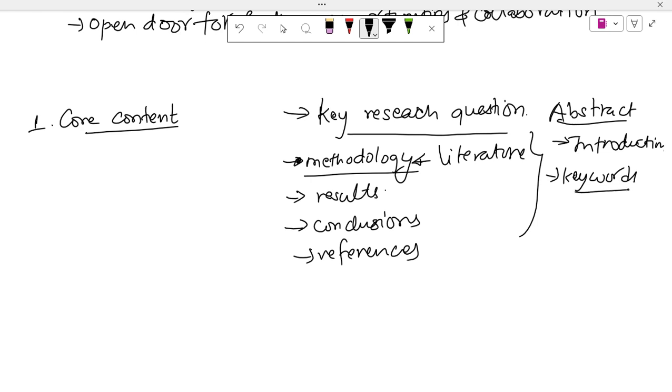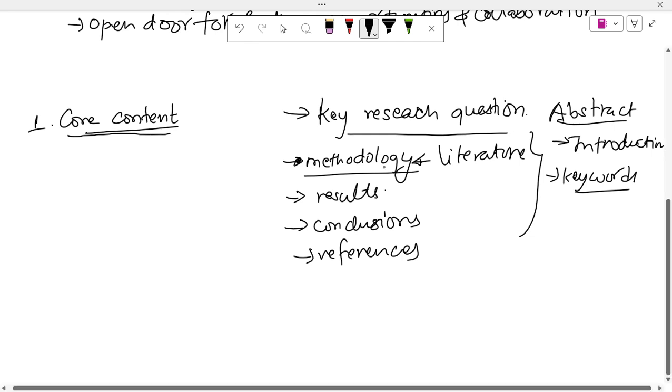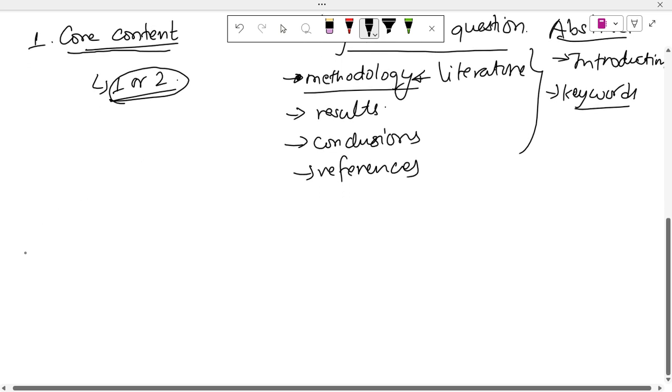These are the parts of a research paper, but the very first thing you need to do is to find the core content, the key research question that you are trying to publish. So aim to narrow the question to one or two main points, and narrow it down through the methodology, results, conclusion, references, abstract, introduction, and keywords. So find the core key research question and the one or two main points that you are trying to solve.